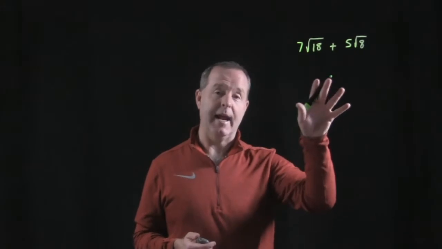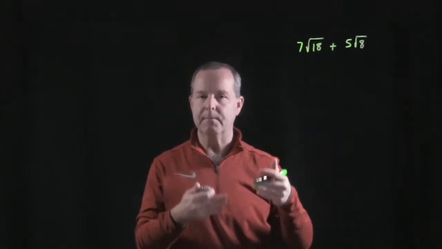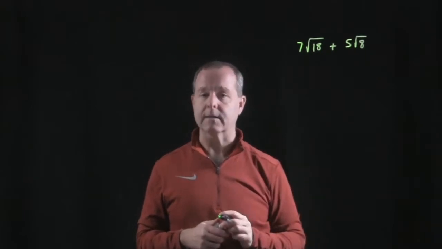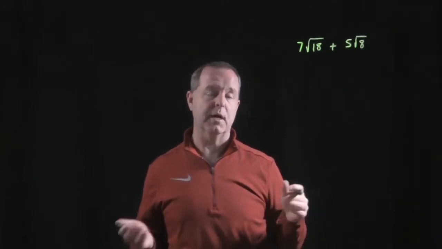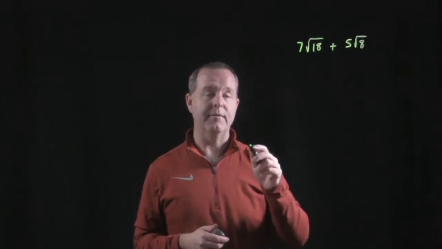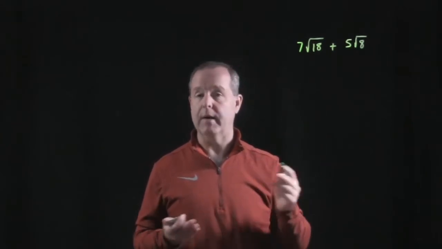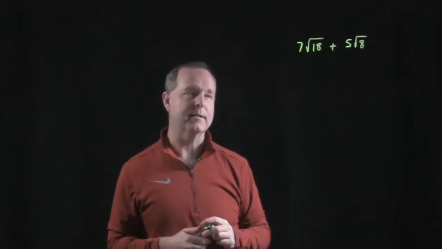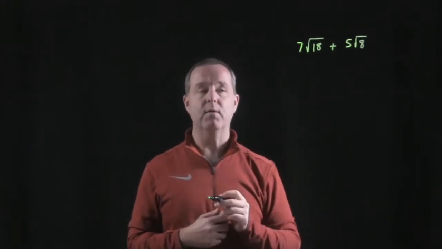Sometimes we're going to see examples or problems that we might need to simplify before we combine. Because you notice that root 18 and root 8 are different terms. Those are unlike terms, so I can't add 7 root 18s to 5 root 8s. But maybe these can be simplified before I continue. So let's look at 7 root 18.